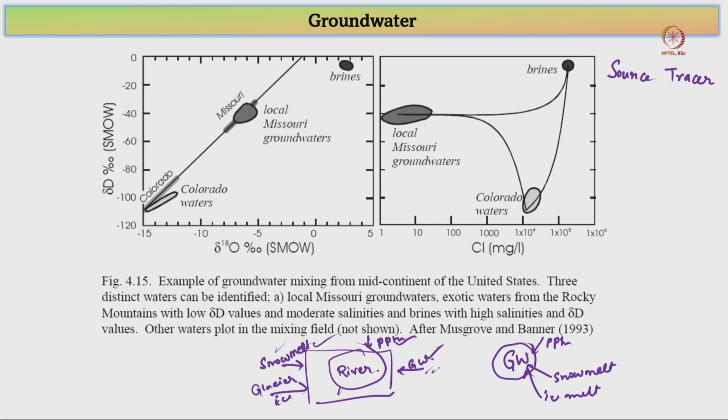So, how are we seeing the changes impact the river flow, or the groundwater? Okay. So, for that kind of understanding, for that kind of appreciation of the sources, we need to do something called source tracing, or source apportionment.